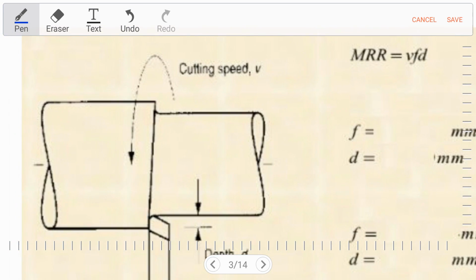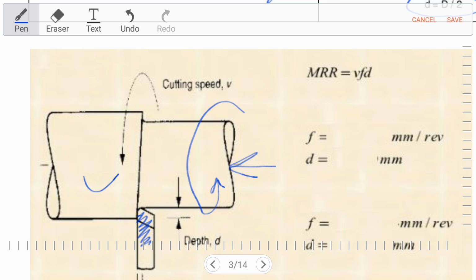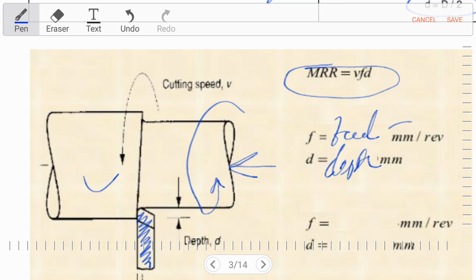Now let's discuss the turning process. This is our workpiece. If you look from the right side, then the rotation of the workpiece is anti-clockwise, and this side portion is our single point cutting tool. Now the material removal rate is V into F into D, where F is the feed and D is the depth of cut in mm, and feed is mm per revolution, the distance traveled by the tool per one revolution.